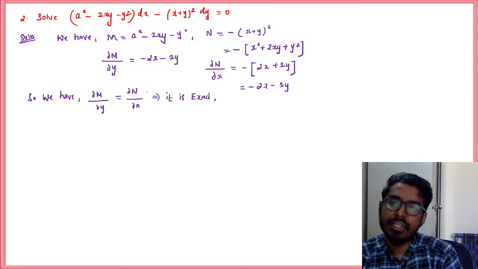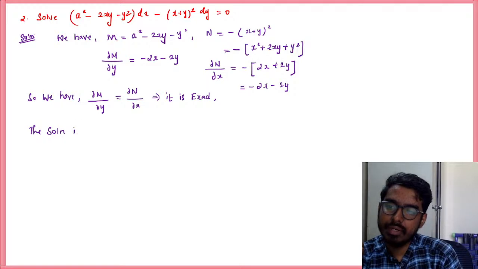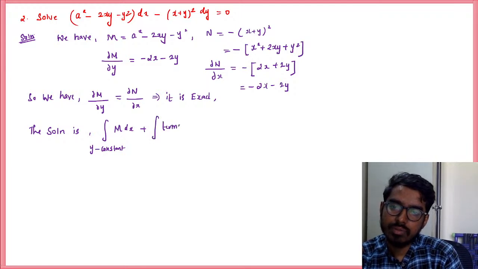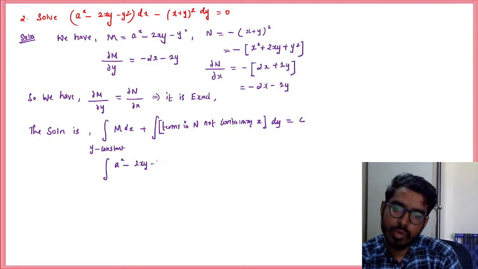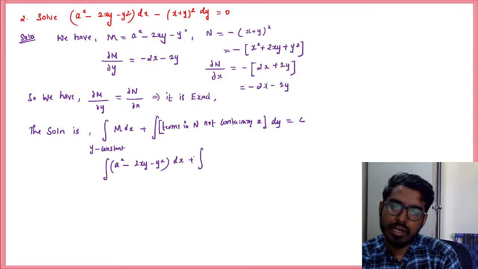If it is exact, we know that the solution is the integration of M dx, where this integration is performed treating y as constant, plus the integration of terms in N not containing x, into dy, is equal to c. So the integration of M dx, where M is x² − 2xy − y², dx, plus the integration of terms in N not containing x.